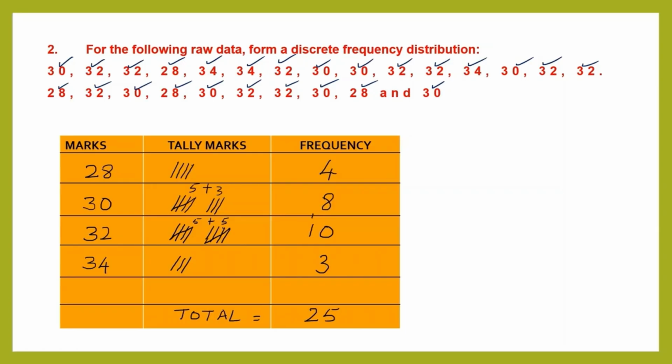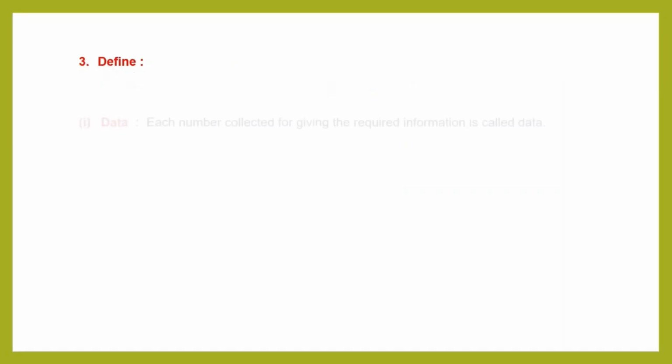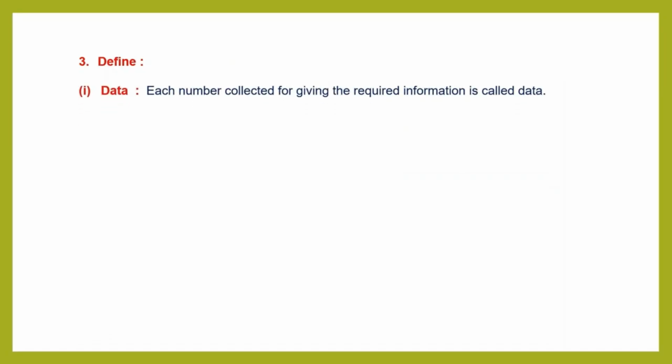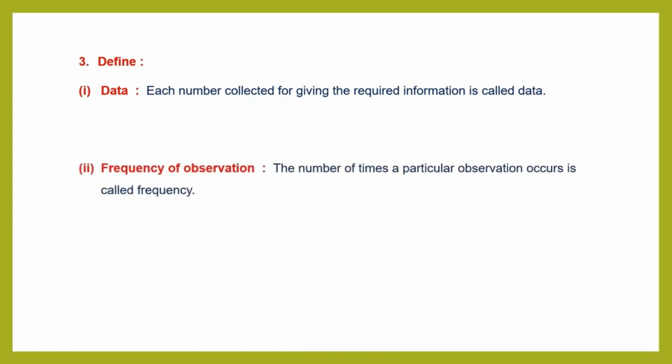So this is how you put raw data into a frequency distribution table. And this is called discrete because it's finite. The numbers are definite and it is clear. Question 3, we have to define what data is. Data is a number that's collected. What you see, all the observations, these observations which are put in the form of numbers is called data. Frequency of observation, as you saw in the table, is the number of times a particular observation occurs. So we count how many times it occurs, and that number is called the frequency of observation.